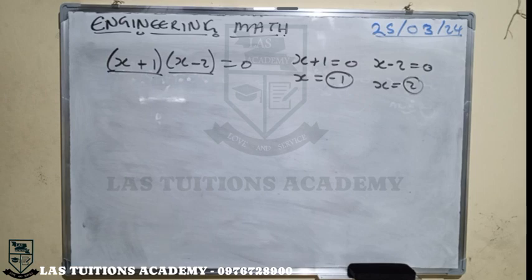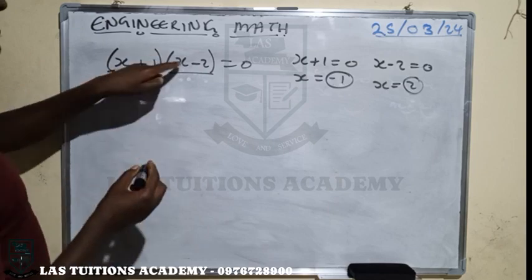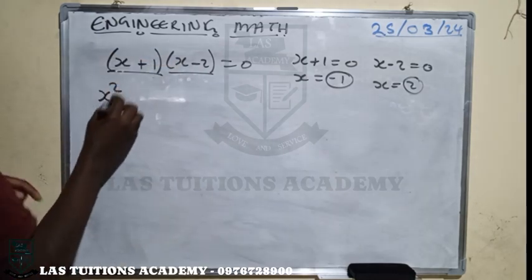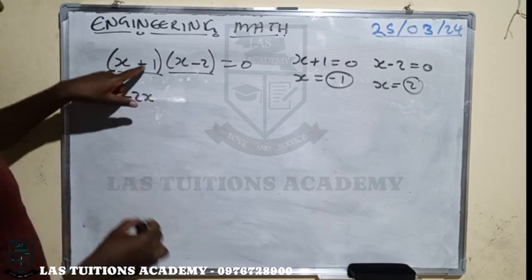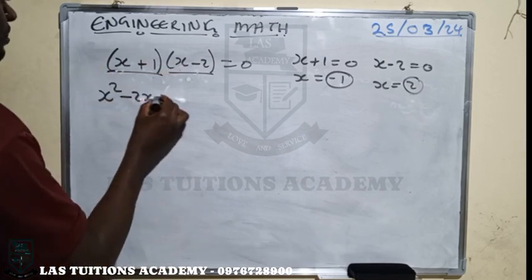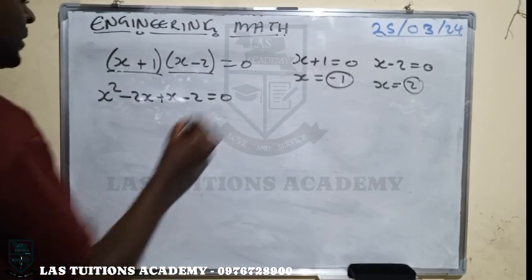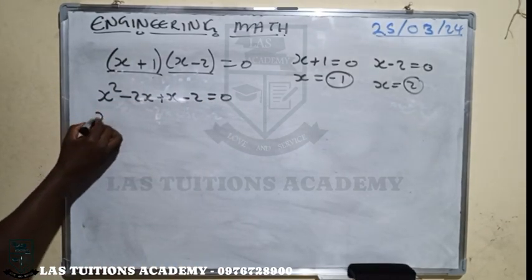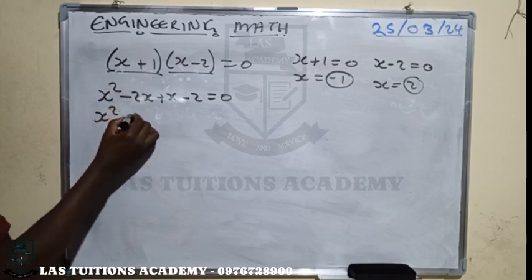Now when we multiply this, we're going to get x times x, we get x squared. x times -2, we get -2x. 1 times x we get plus x. 1 times -2 we get -2 is equal to 0. So we are forming an equation. So x squared -2x plus x, we get -x minus 2 is equal to 0.